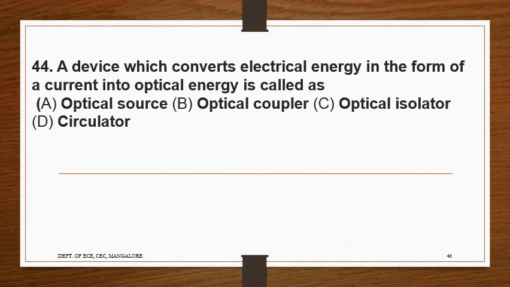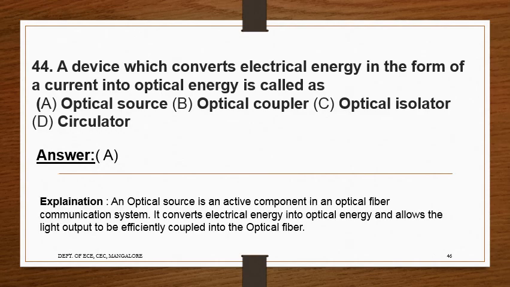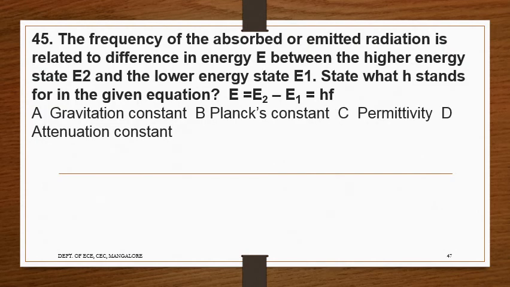A device which converts electrical energy in the form of current to optical energy is called as A, optical source, B, optical coupler, C, optical isolator, D, circulator. So the obvious answer is A. An optical source is an active component in an optical fiber communication. It converts electrical energy to optical energy and allows the light output to be efficiently coupled into the optical fiber.